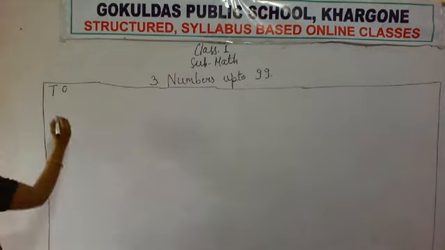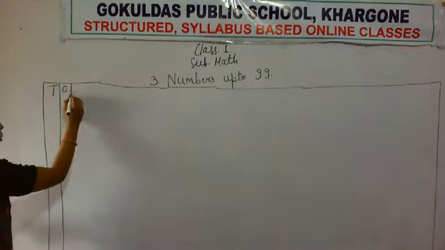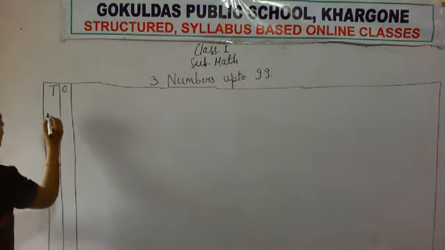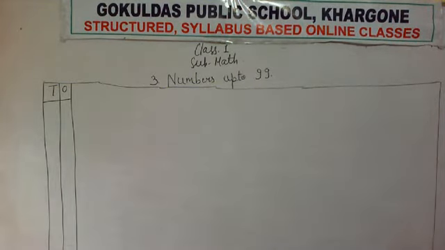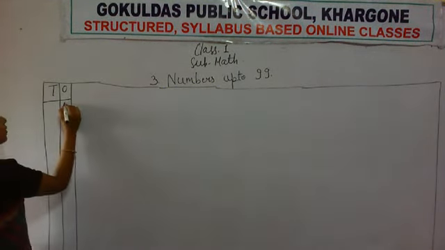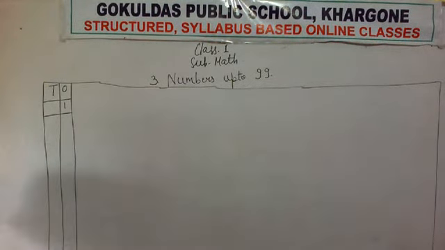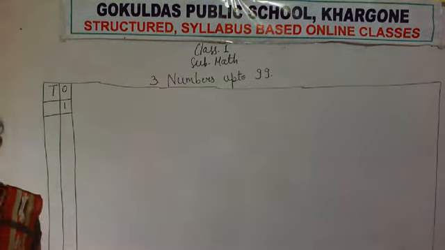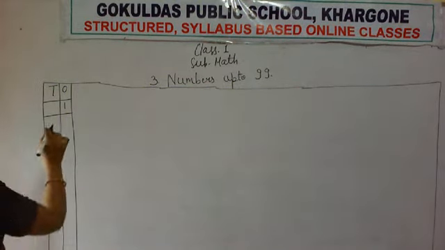Okay. You have box-like copies. In this way you have to write T in one box and O in another box. First we write 1. Which column will 1 come in? Ones column, because it is a single digit. So we write a single digit in the ones column.